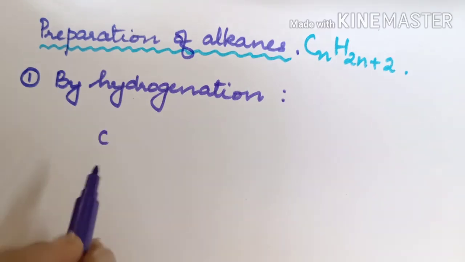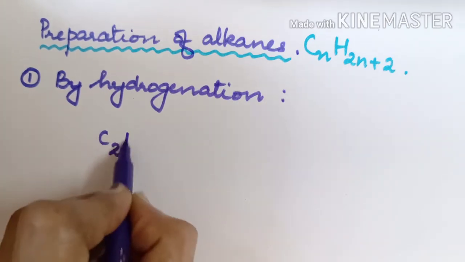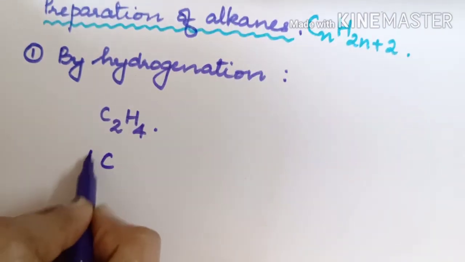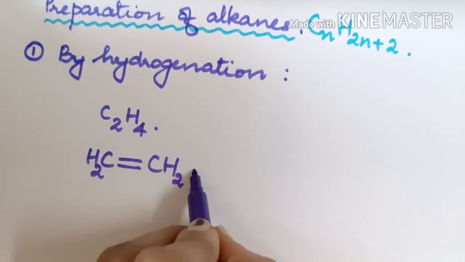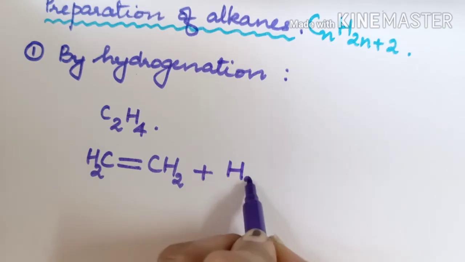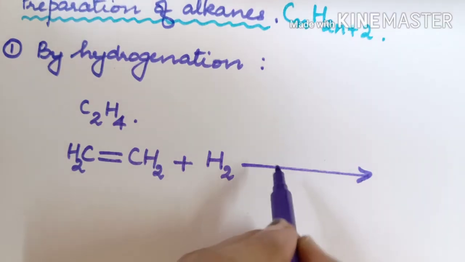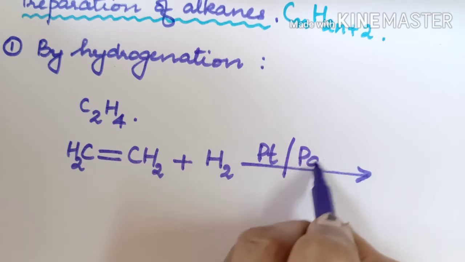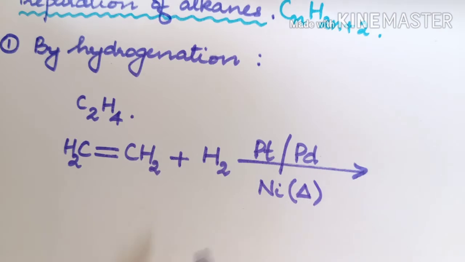For example, if ethene is taken, what is ethene? It is C2H4. It has the formula CH2=CH2. When this is subjected to hydrogenation reaction, what is hydrogenation? Hydrogen gas in the presence of catalysts like platinum or palladium or nickel in the presence of heat.